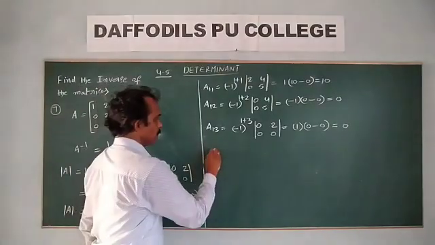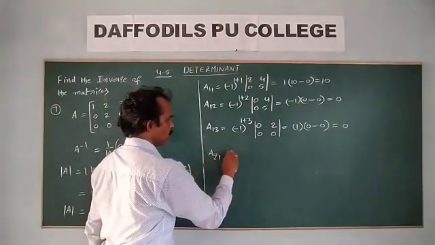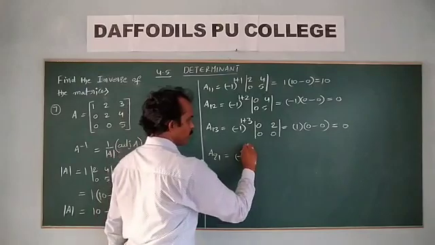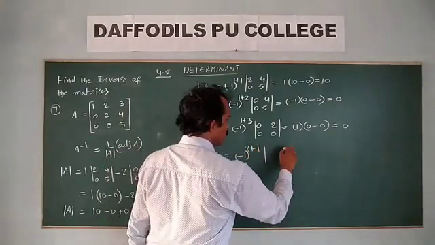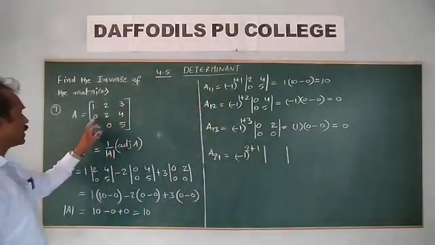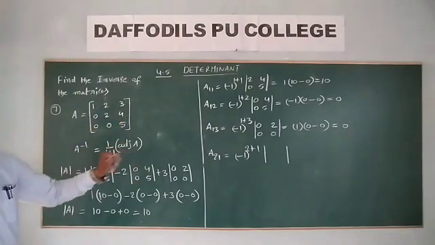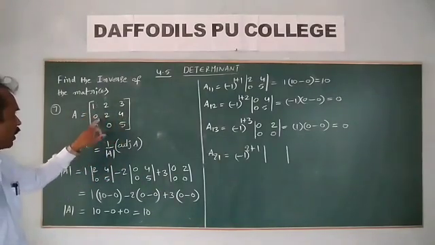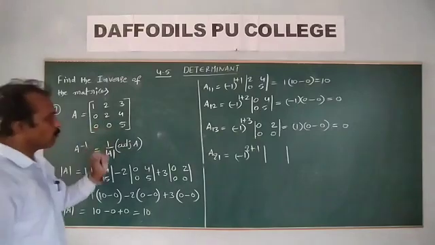Next one, A21: minus 1 to the power of 2 plus 1, deleting this row and this column. A21 element, deleting this row and this column, 2, 3, 0, 5.